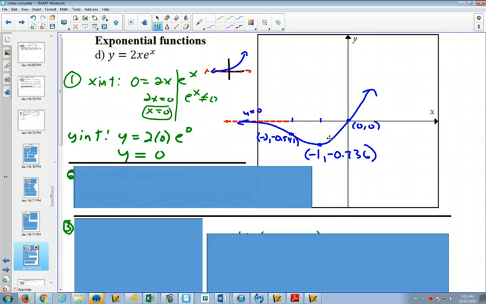But 2x is equal to 0 at 0. And so just finding the x-intercept, we've already found our y-intercept as well, because we know it has to be at (0, 0). But if you plugged in 0 for x to find your y-intercept, e to the 0 is 1, 2 times 0 times 1 would be 0, so you would find it that way as well.